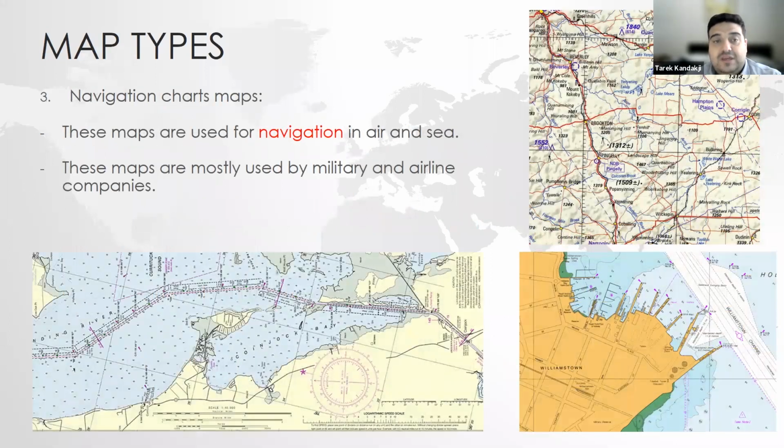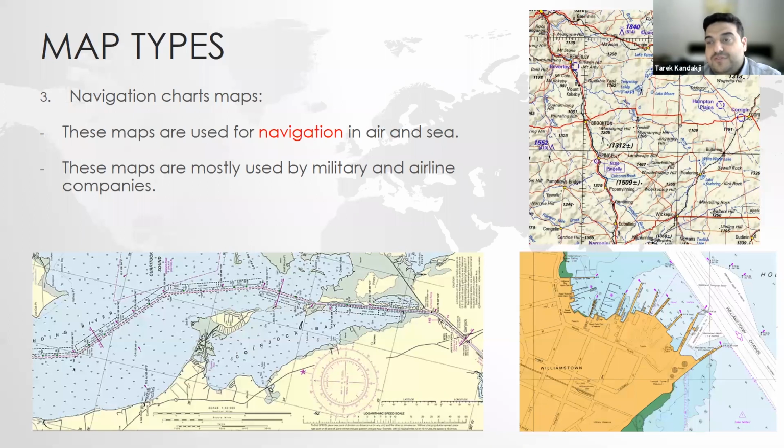The other very important type of maps is the navigation chart maps. From the title, it's used for navigation mainly in air and sea. Like, when you are in an airplane, you have this map that shows you where you're going, as the airplane goes from point A to point B. These maps are mainly used for military purposes and by airline companies, especially military, because the military wants to go from point A to point B without being noticed by the enemy.